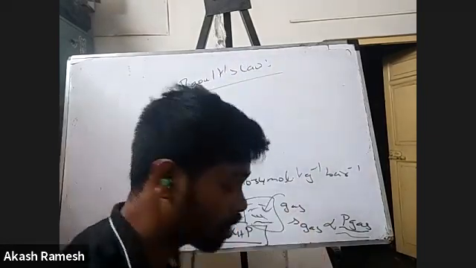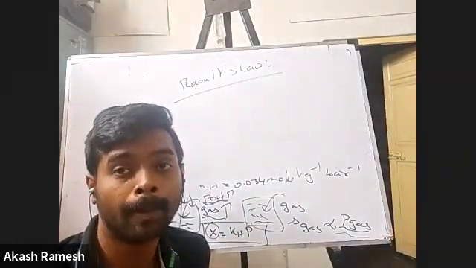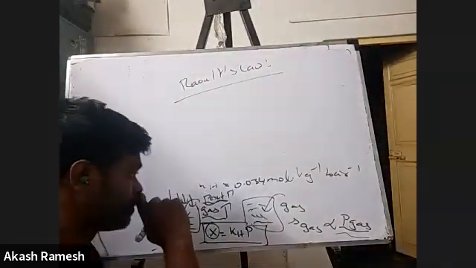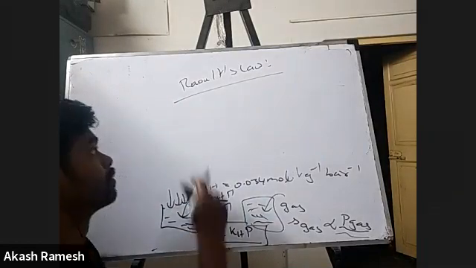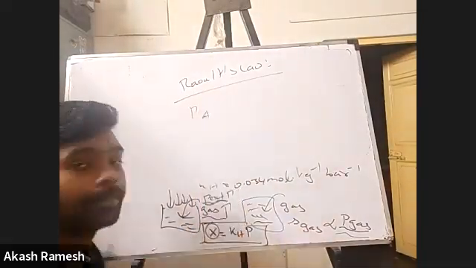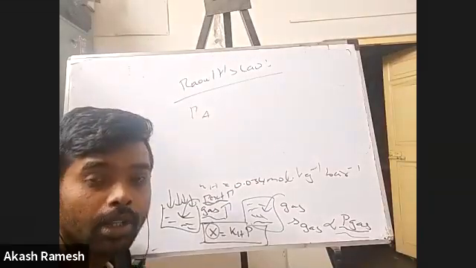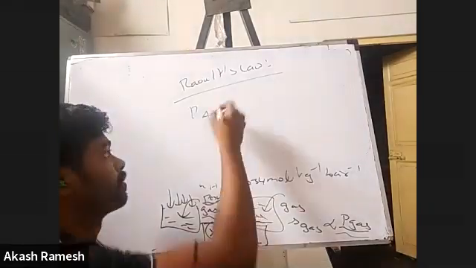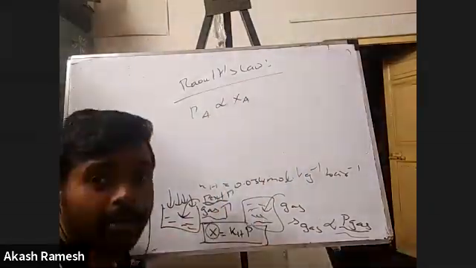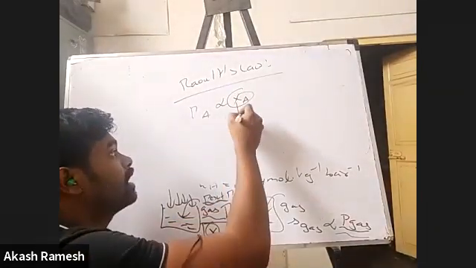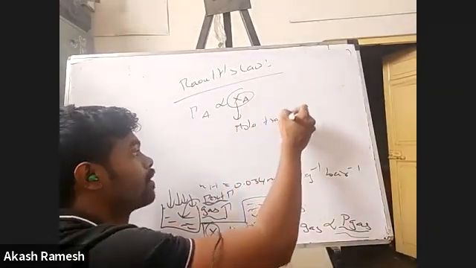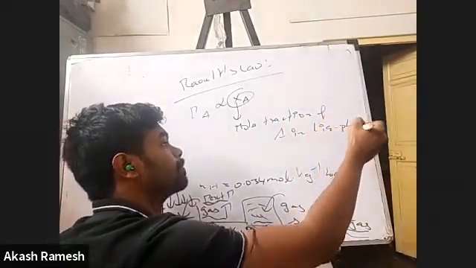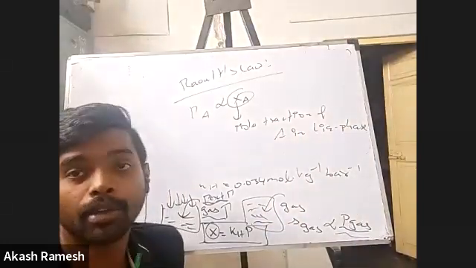Now, Raoult's law talks about the vapor pressure. What it says is that the vapor pressure PA is directly proportional to the amount of the component present in the liquid phase. Please understand. If I write PA is directly proportional to XA, this XA is the mole fraction of A in the liquid phase. Very, very important. This is the mole fraction of A in the liquid phase.